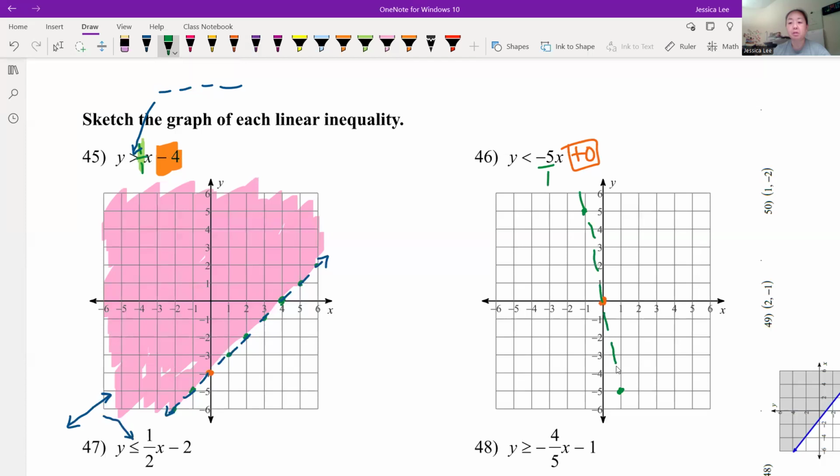Let's see if I can do this. Okay, kind of, sort of. Make sure that it's going all the way across. We're not just doing that, that's too small. Okay, it doesn't work like that.